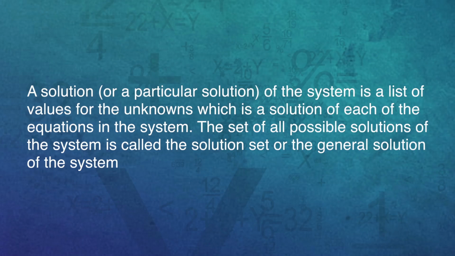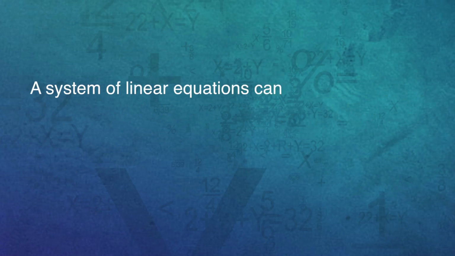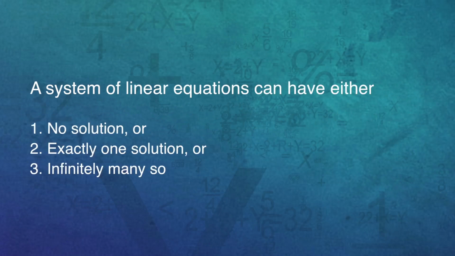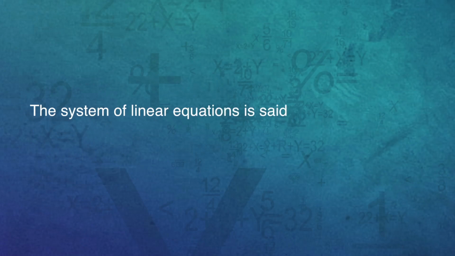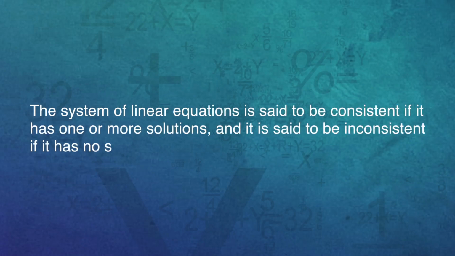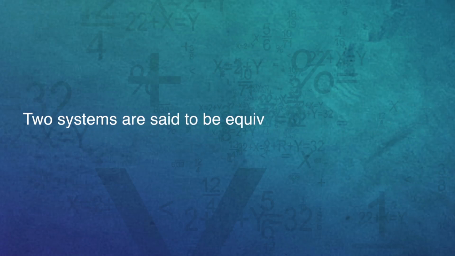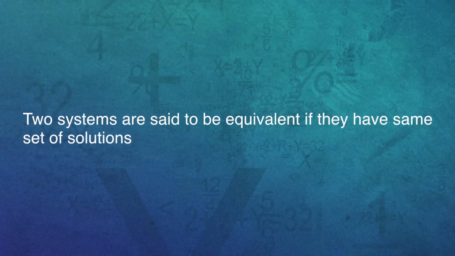The set of all possible solutions of the system is called the solution set or the general solution of the system. A system of linear equations can either have no solution, or exactly one solution, that is a unique solution, or infinitely many solutions. Which means that a system may or may not have a solution. The system of linear equations is said to be consistent if it has one or more solutions, and it is said to be inconsistent if it has no solution at all. Two systems are said to be equivalent if they have the same set of solutions.